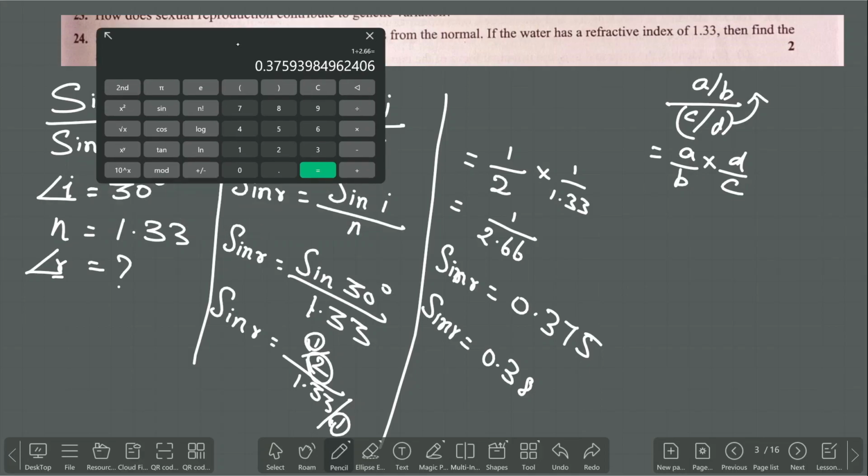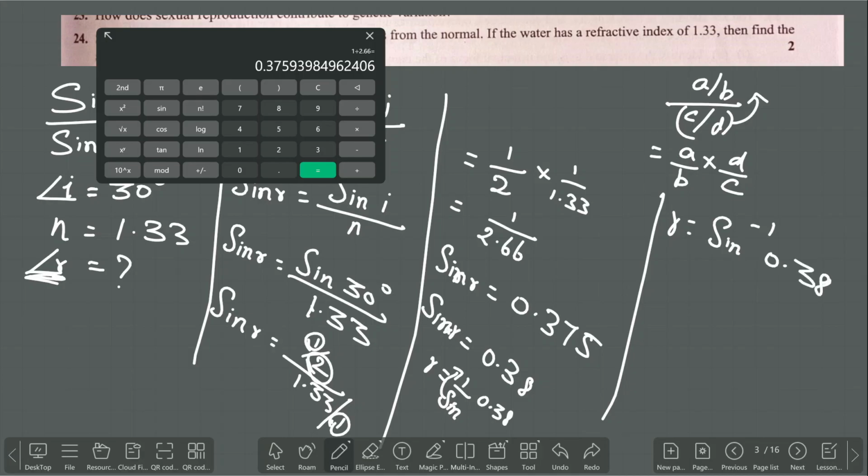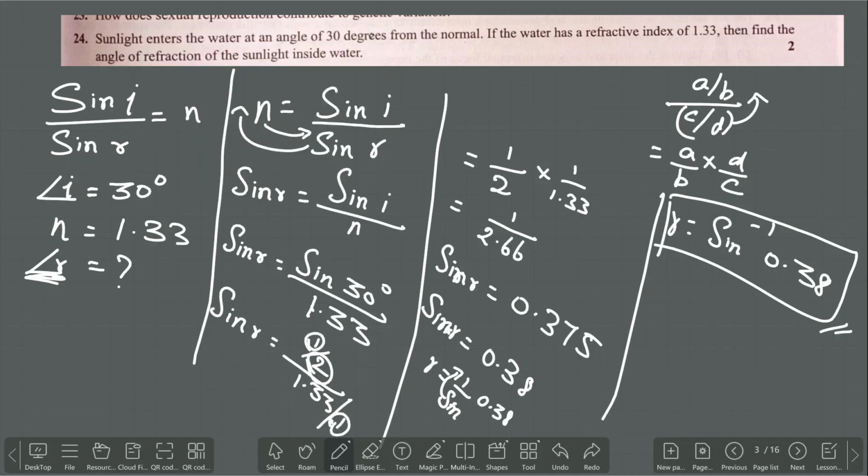Either I need sin r or I need only r alone. R alone. If you need r alone, then here sin will be there in the multiplication, and while coming to the other side we will write it as 1 by sin of 0.38, or you can write it as r is equal to sin inverse of 0.38. Why? Because while the sin is coming to the numerator, it will become sin inverse of 0.38. This will be our answer. Clear? Next.